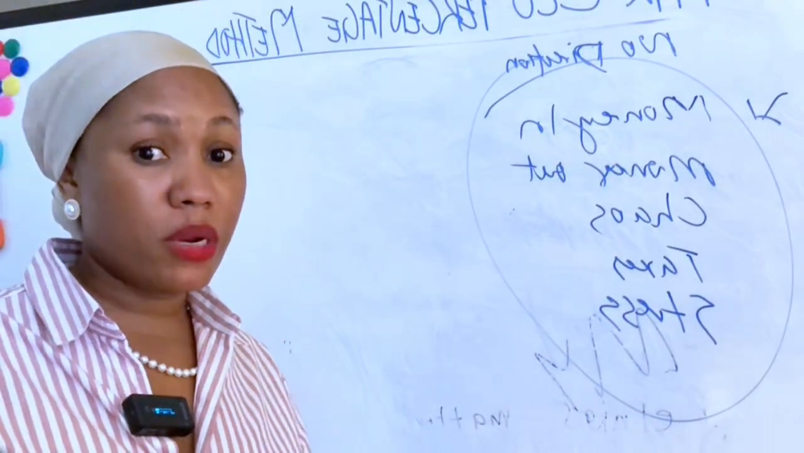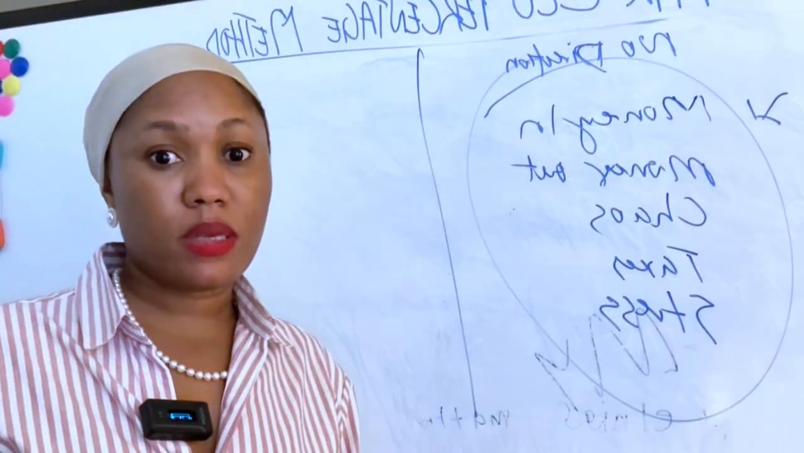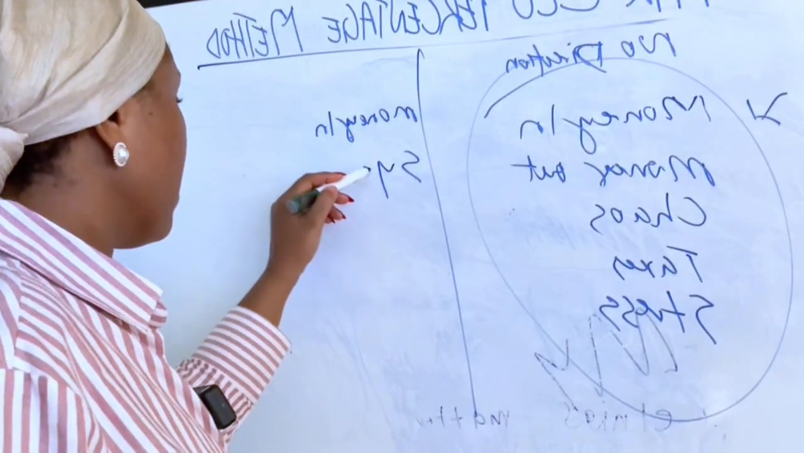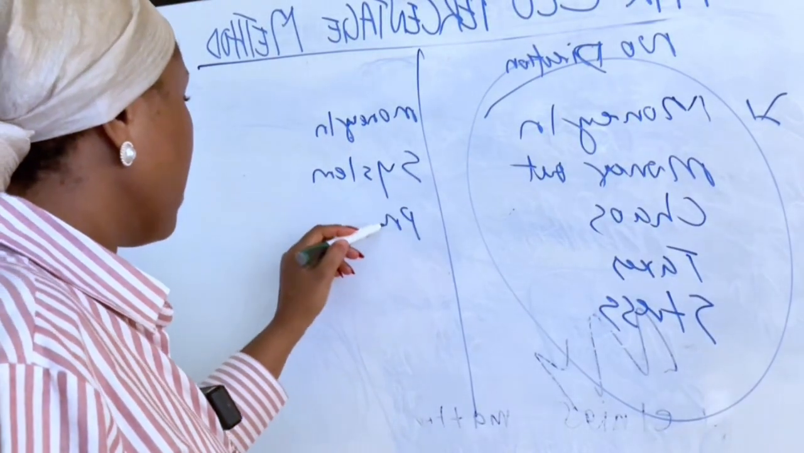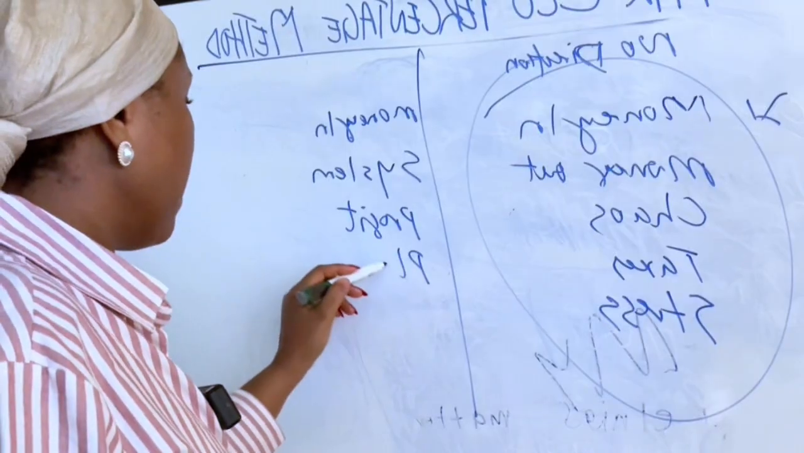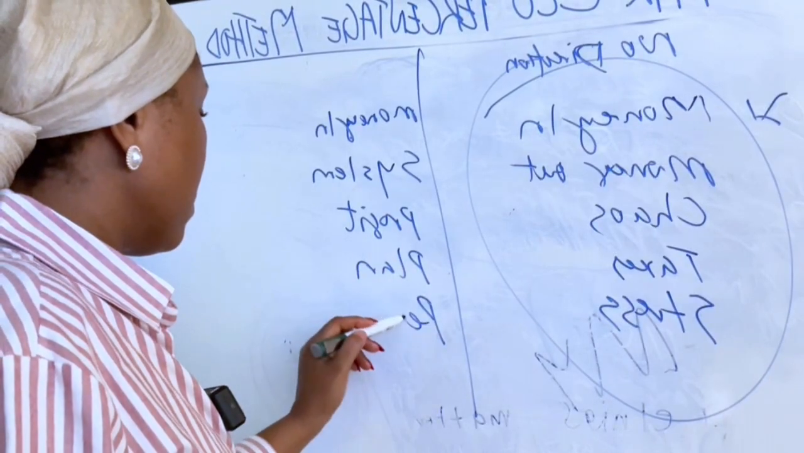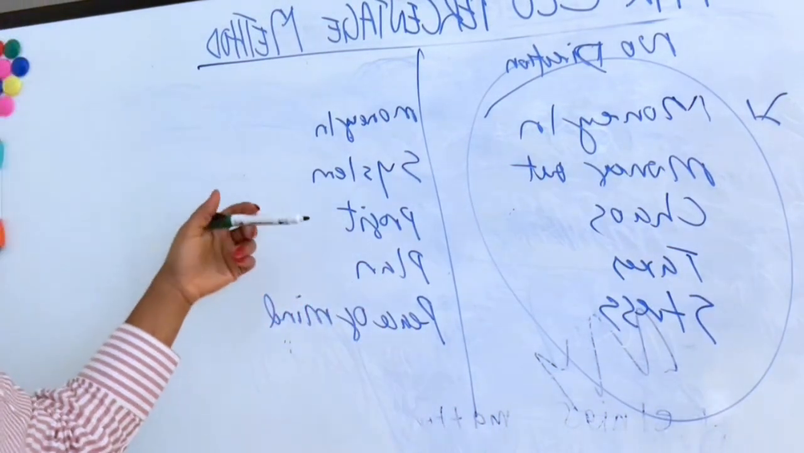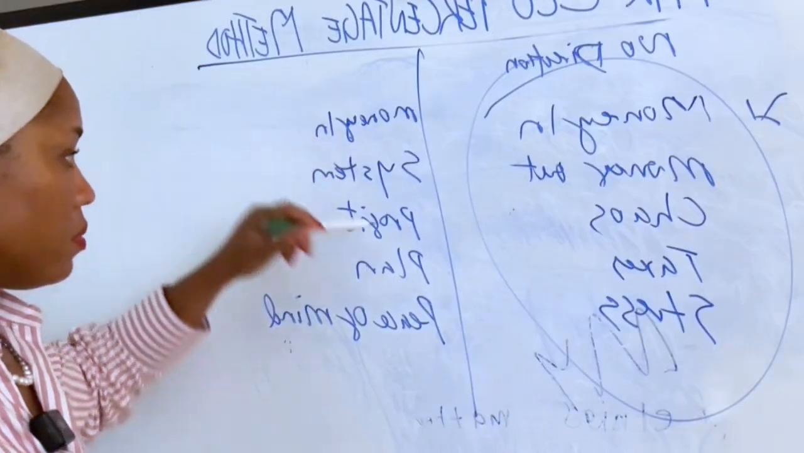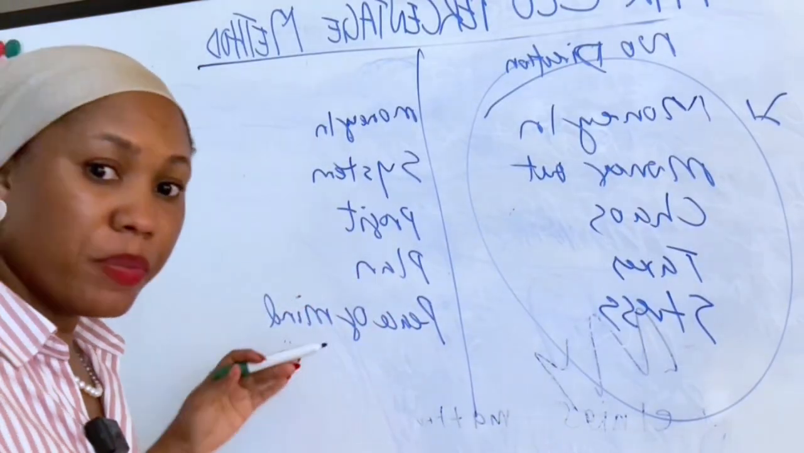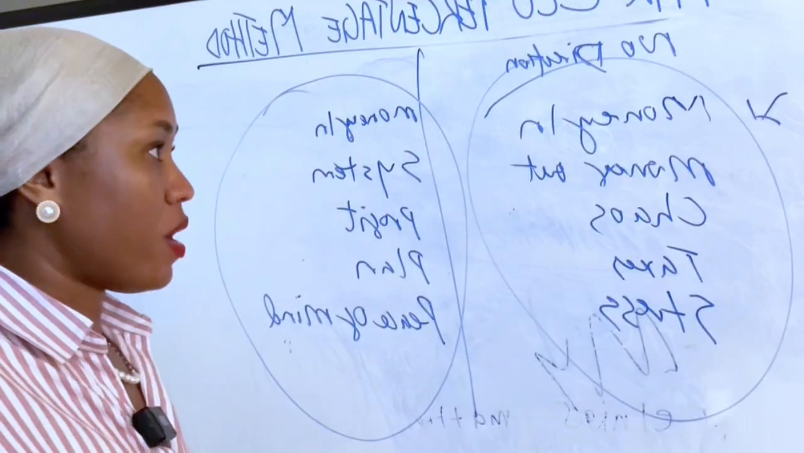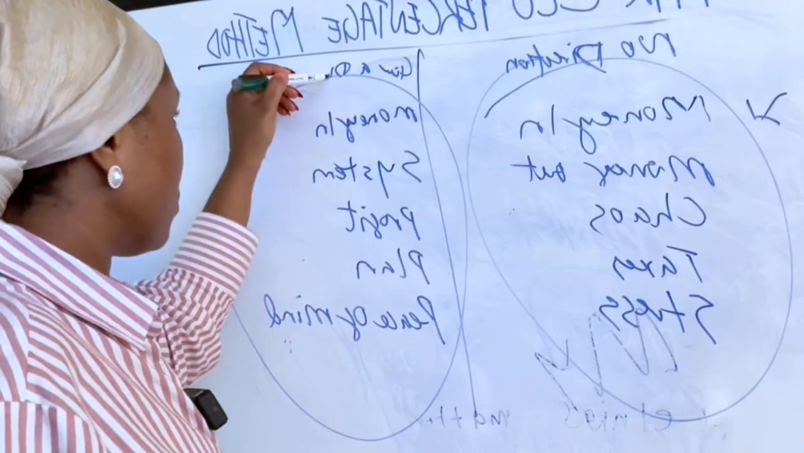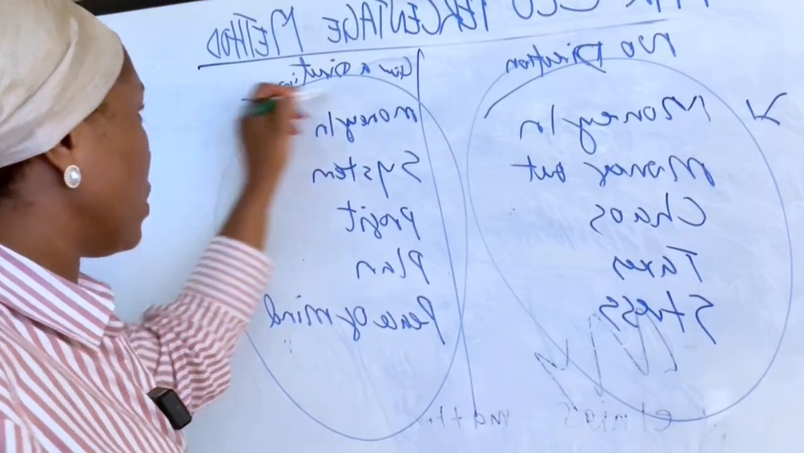But after you've told that money where to go, what happens is money in, system, profit, plan, and peace of mind. You see? Money in, system, profit, a plan, and peace of mind. That is what happens if you give a direction to your money.